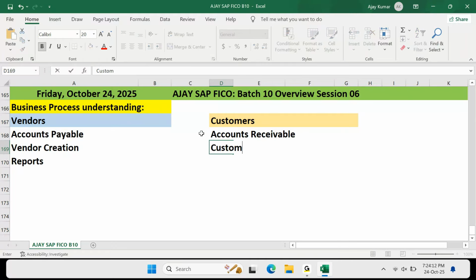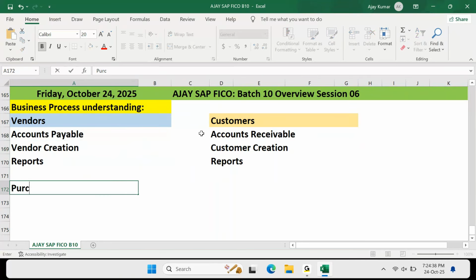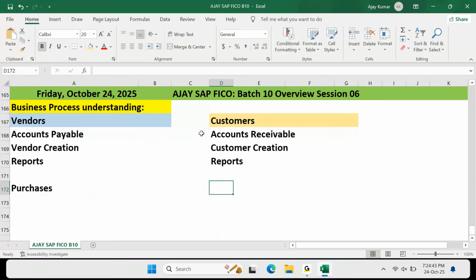First you need customer creation. From here you need reports related to customer, right? To confirm that yes, my accounts receivable or my customer data is now correct. Now, in general, when you talk about vendor, it is all about what? Purchases. Customer is all about what? Sales. It is all about sales.